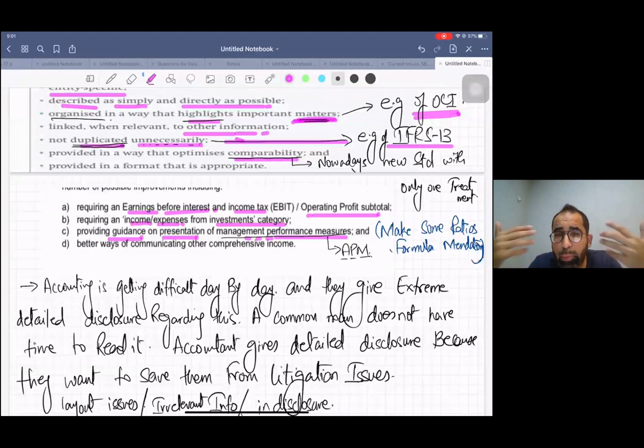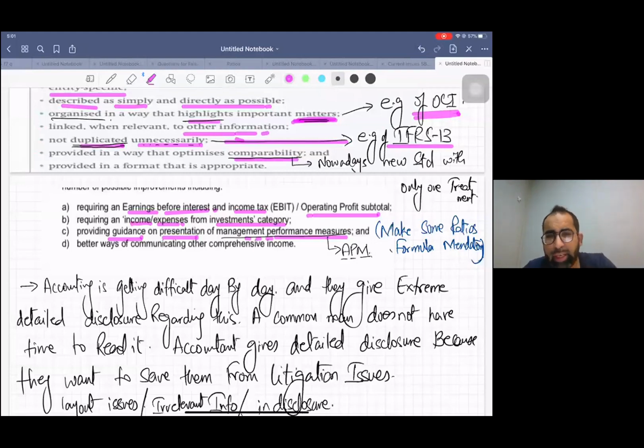Now the Board is planning to make the reporting of some ratios mandatory, like EPS. EPS, earnings per share, is a mandatory ratio which must be presented on the face of the SOCI, right? Similarly, they are going to work on a few more ratios which should be presented. That's their plan. And the last thing: better ways of communicating other comprehensive income.